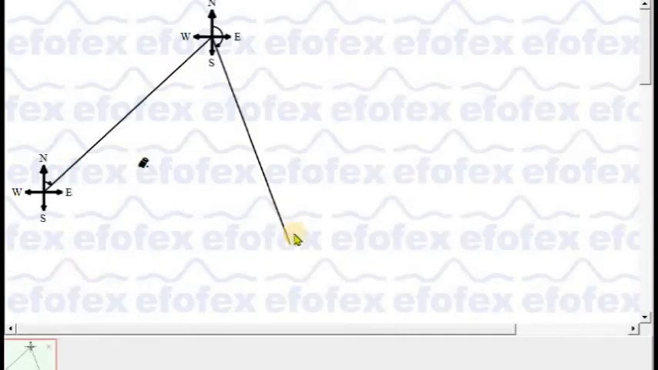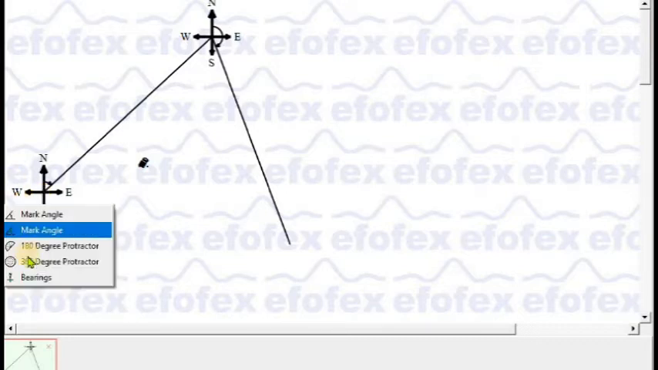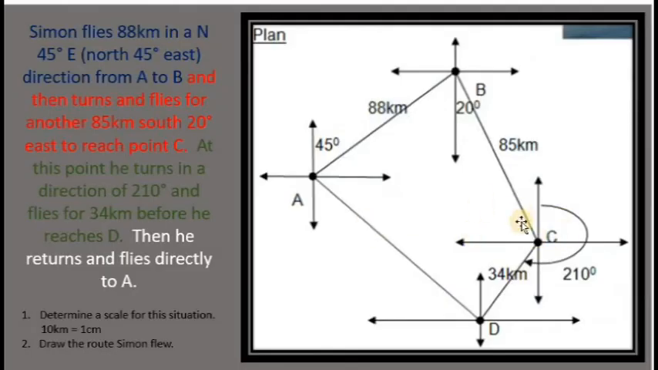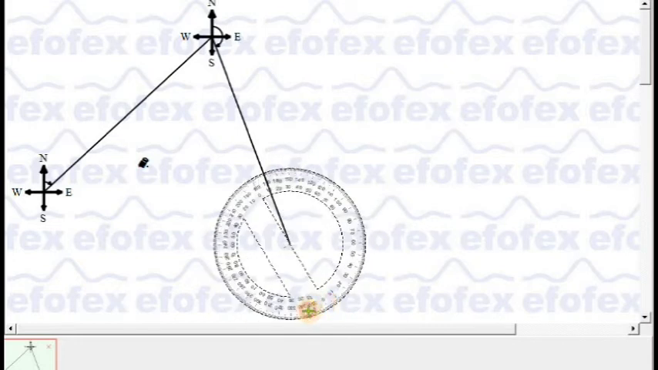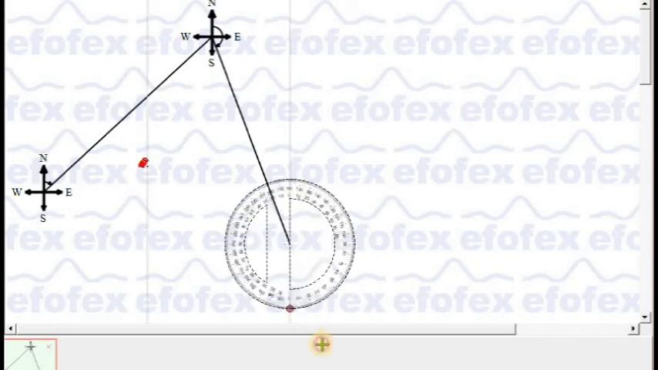And then we will have another bearing there. That one will be C. And so on, you will construct the D as well, back to the A. Okay, let's just make sure that we know how to do that. So we are going to start with another protractor. At this point, he turns in a direction of 210 degrees and flies for 34 kilometers. Okay, so we are going to use a 360 protractor. Let's just see where it starts. It needs to be 0.